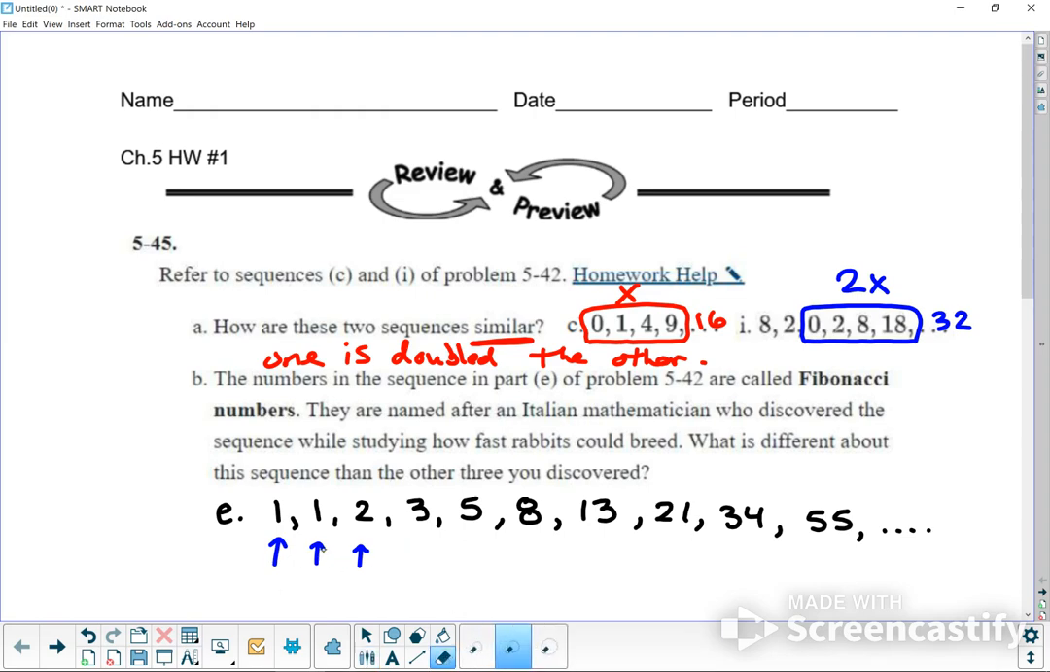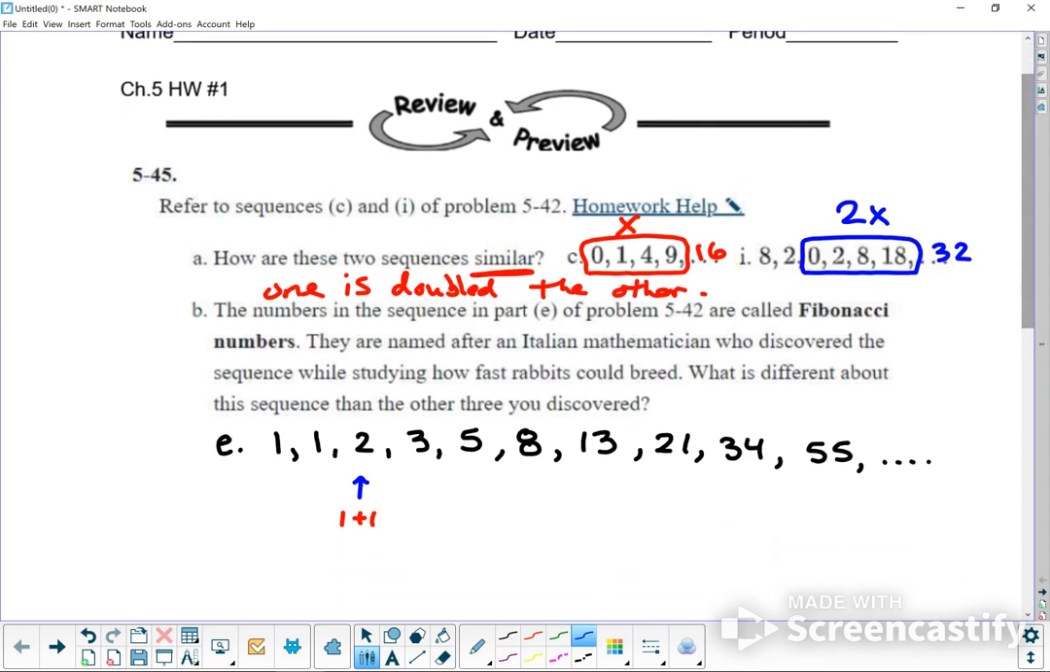But anyway, how does this work? Well, in order to get 2, you have to add the 2 numbers in front of it. So 2 is equal to 1 plus 1. 3 is equal to 1 plus 2. 5 is equal to 2 plus 3. And it keeps going like that. So the difference is that this sequence is formed by adding the 2 numbers in front of it. That's how it's different.